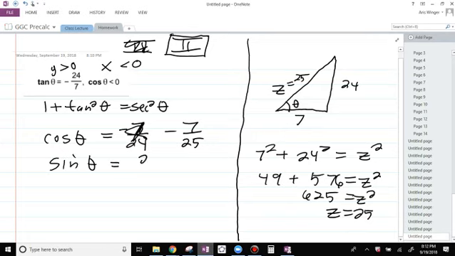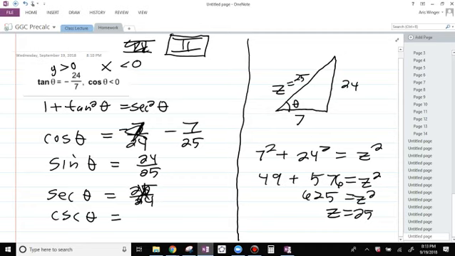Sine would be 24 over 25. Is the sign right? Quadrant 2 has to be positive. And then secant is 1 over cosine, so minus 25 over 7. Cosecant is 1 over sine, 25 over 24. And then cotangent, we have from the beginning actually, is negative 7 over 24, right? This way it's much easier, right? So create the triangle and just remember the quadrant.